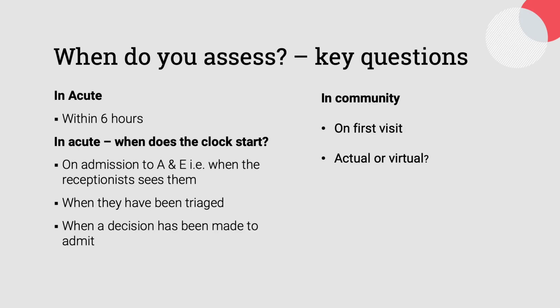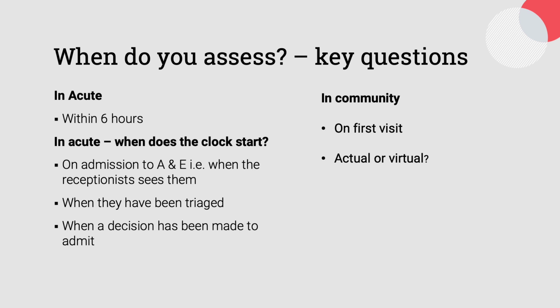As well as knowing the correct risk factors, it's important to do the risk assessment in a timely way. And we have guidance from NICE that tells us when we should be doing our risk assessment. If you're in the acute setting, it should be within 6 hours of admission. If you're in community, it should be on your first visit. But each of those has some queries. So when we talk about within 6 hours of admission to acute, we might want to consider what our organisation understands by when that 6-hour clock starts.